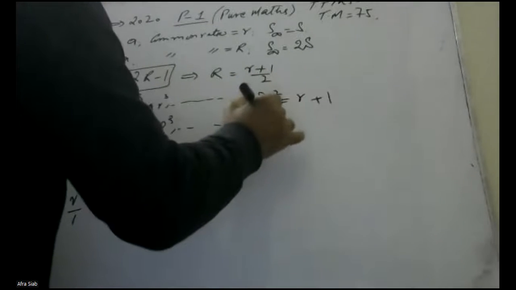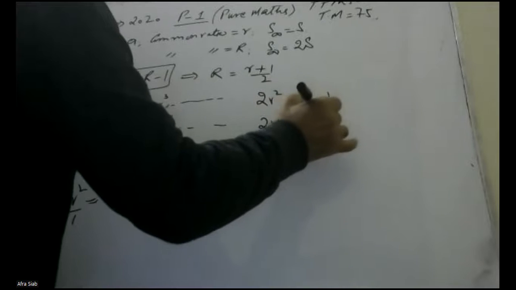So here AR square is equal to capital R. A and A, they can be cancelled out. So R square is equal to capital R. But capital R itself is equal to R plus 1 over 2. So R square is written as R plus 1 over 2. If we cross multiply, this will become 2R square is equal to R plus 1. Or 2R square minus R minus 1 equal to 0.